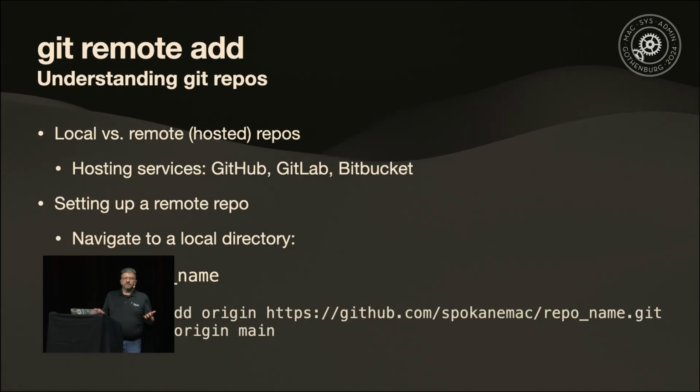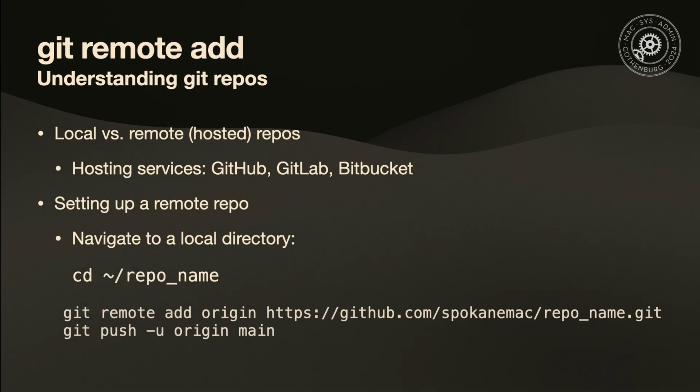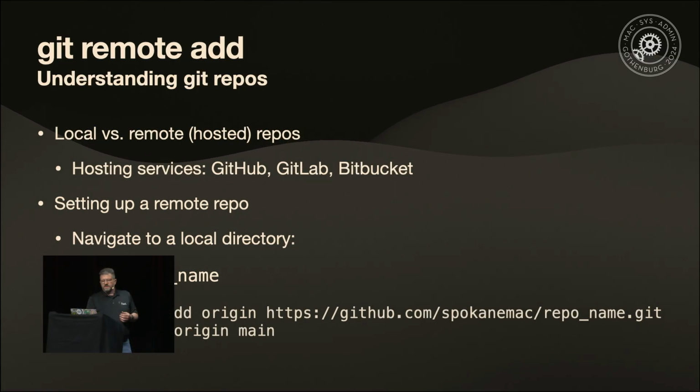So Git repositories can live either locally on your machine or on a remote server. Local repositories are great for testing, home labs, personal projects. But when it comes to collaboration and version control, remote repositories are kind of where it's at. They can be hosted on platforms like GitHub, GitLab, Bitbucket, and that gives you additional features like issue tracking, pull requests, CI/CD integration.